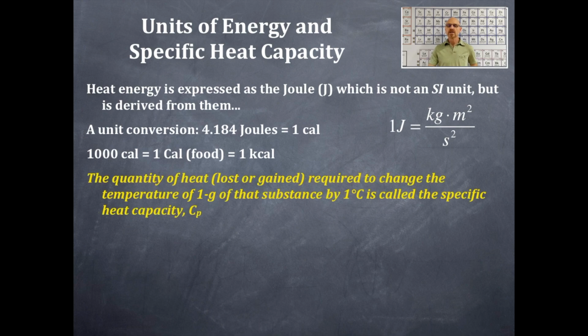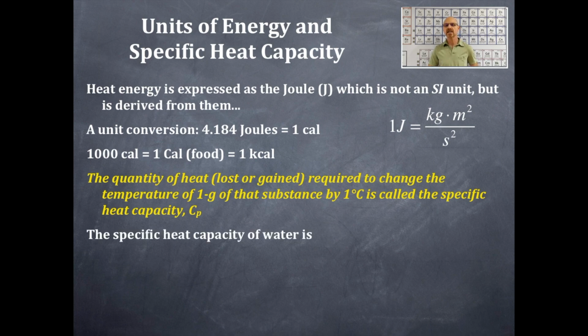All right, so this is a very important definition. The quantity of heat lost or gained required to change the temperature of 1 gram of a substance, whatever that is, by 1 degree Celsius is called the specific heat capacity, and that is labeled as C_P, or just C for the specific heat capacity.